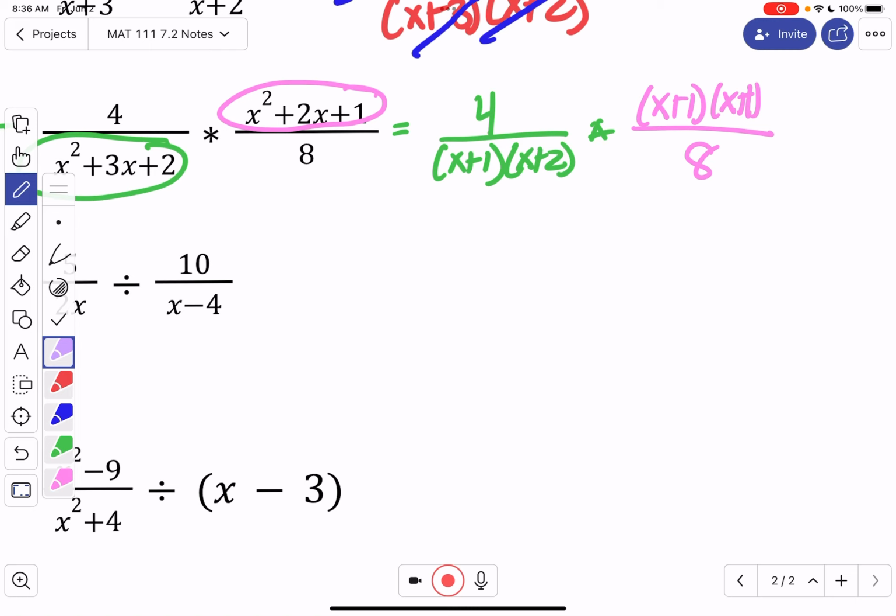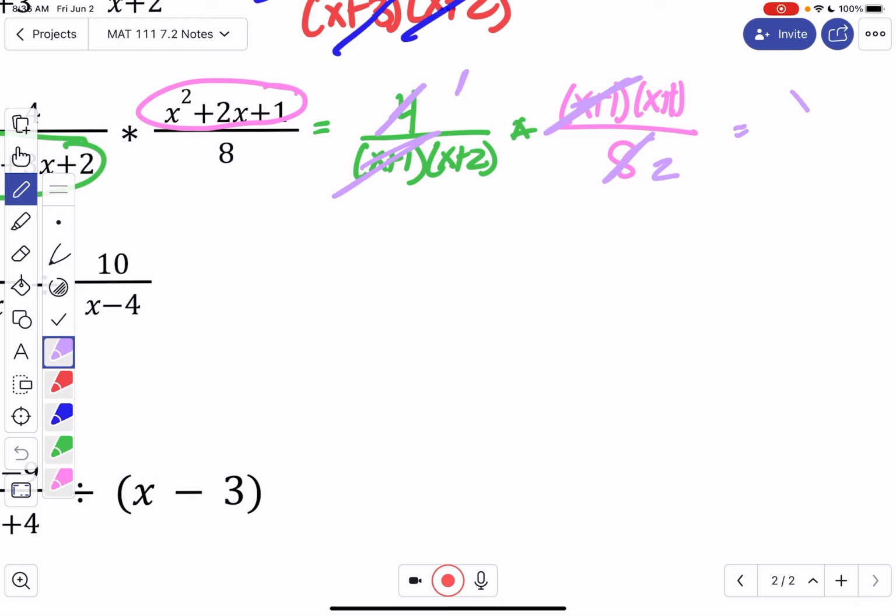And just like before, we can do the multiplying first or we can do the canceling first. But we have x plus 1 on the top and bottom. 4 divided by 4 is 1. 8 divided by 4 is 2. And then we just write what we're left with. So we have x plus 1 over 2 times x plus 2.